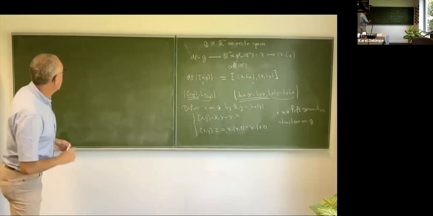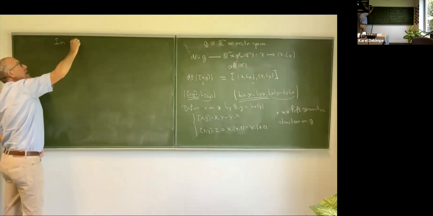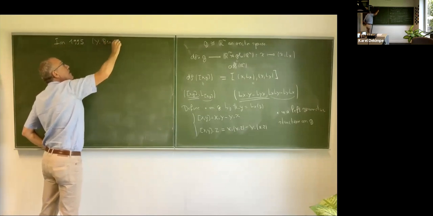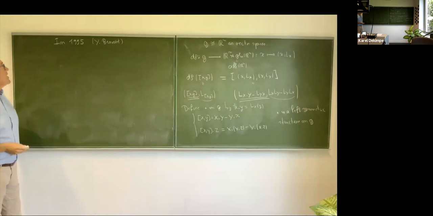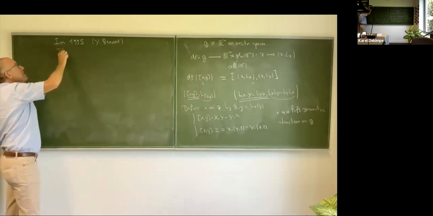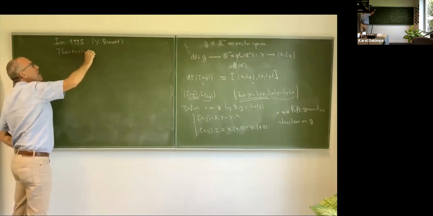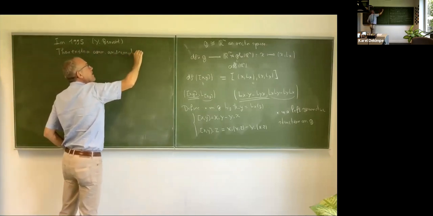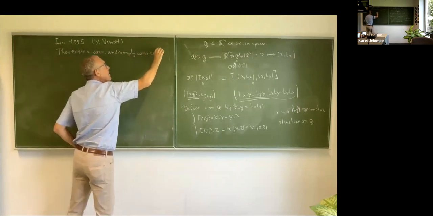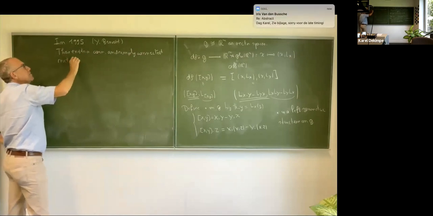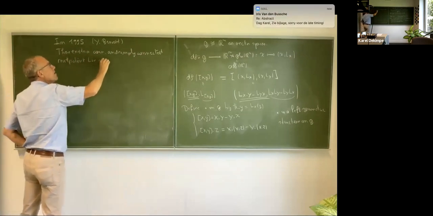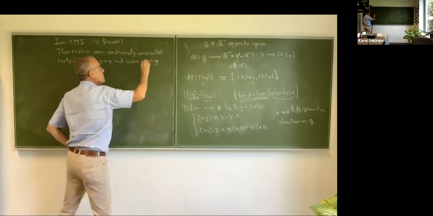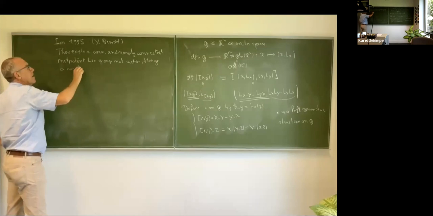So in 1995, Yves Benoist published a paper, but the preprint was already available 3 years before, in which he shows that there exists a connected and simply connected nilpotent Lie group not admitting a simply transitive affine action.